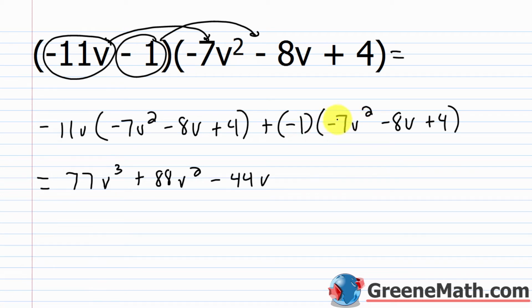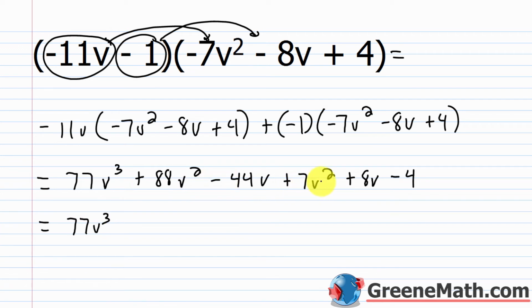All right, then moving on over here, I have negative 1 times negative 7v squared. It's basically just a sign change, right? You multiply by negative 1, you're just changing the sign. So this would be plus 7v squared. Negative 1 times negative 8v, that would be plus 8v. Again, just changing the sign. Negative 1 times 4 would be minus 4. Again, lastly, just changing the sign. All right, so now let's look for like terms. So 77v cubed, nothing I can combine with that.